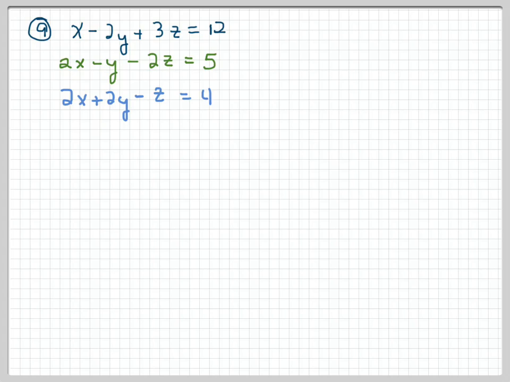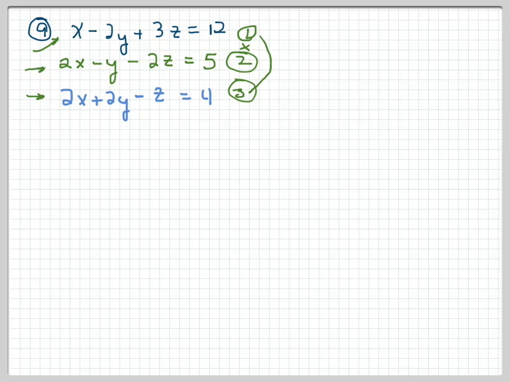Let's go ahead and get rid of the x's. And the reason we're going to choose the x's, or at least I would, is because notice equation 1 just has an x sitting right there, and both of these equations have a 2x. So I'm going to use this combination. I'm going to use equation 1 up here with equation 2, and I'll get rid of the x value. And then I'll use equation 1 with equation 3, and I'll get rid of the x value.